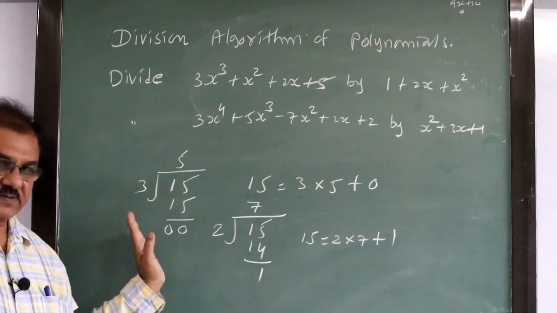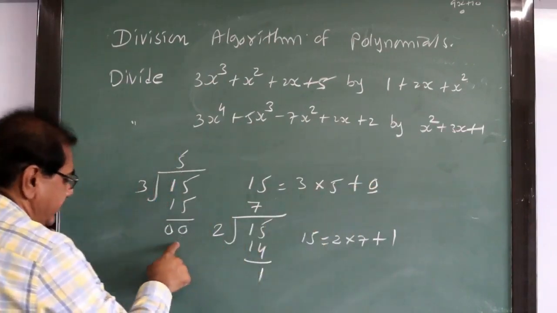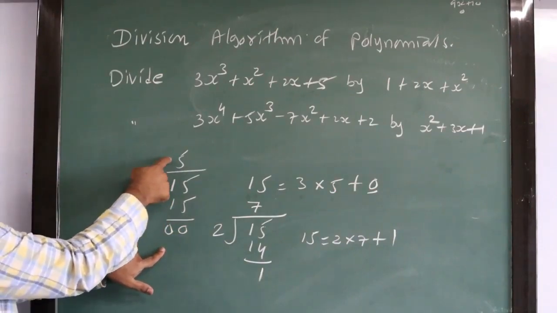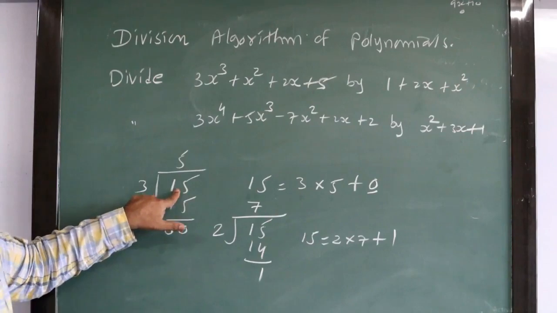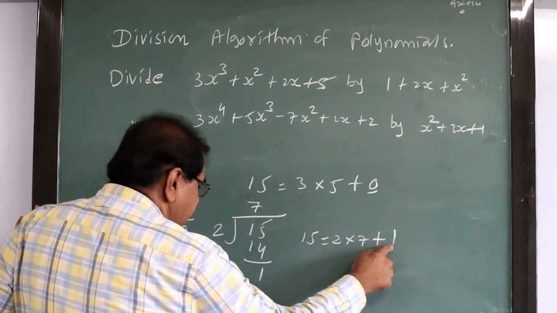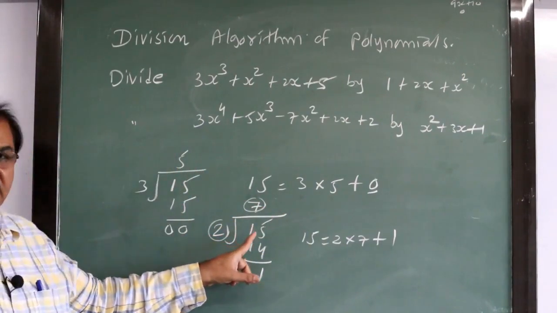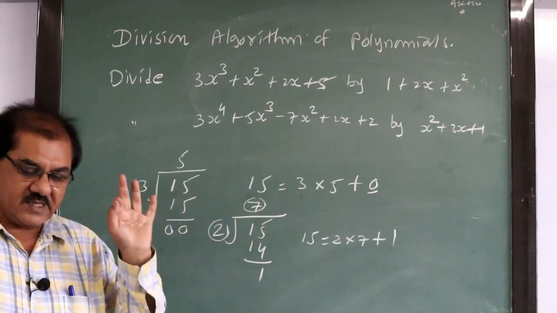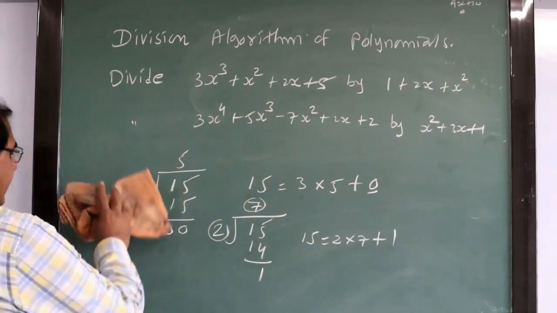In these two cases, you can see very easily that when the remainder is 0, then the quotient and the divisor both are factors of the dividend. But if the remainder is not 0, then these two numbers are not factors of the dividend. So this is the same thing we will be applying in the case of polynomials.